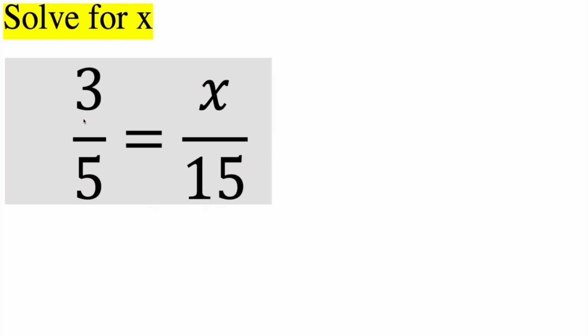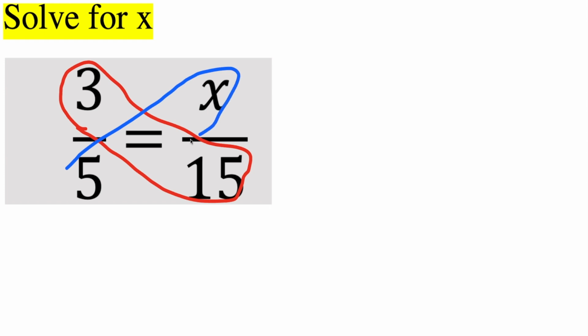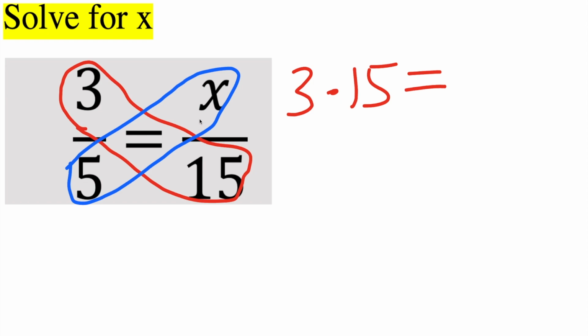With cross multiplication, you're going to multiply the diagonal, so the 3 times the 15. And you will also do the other diagonal, so the 5 and the x, so a little cross like this. So let's write this out. 3 times 15 is going to equal 5 times x.